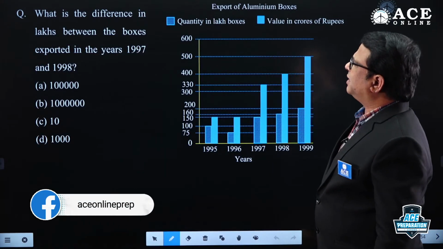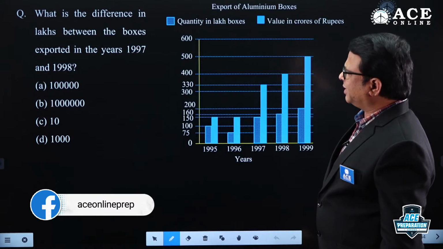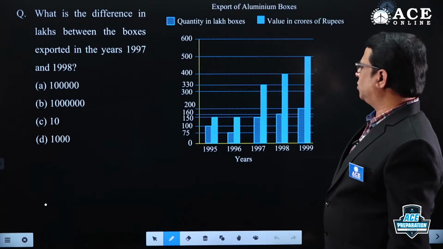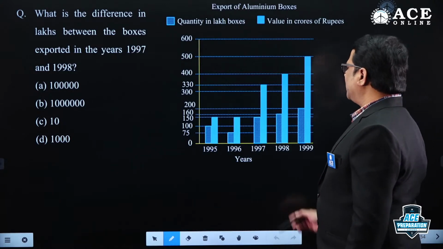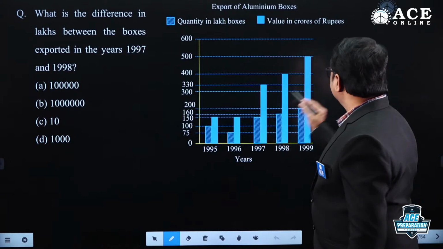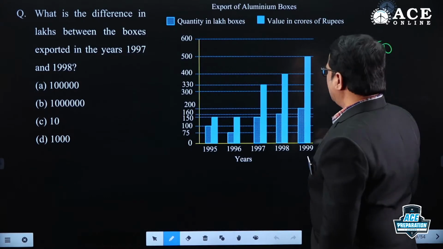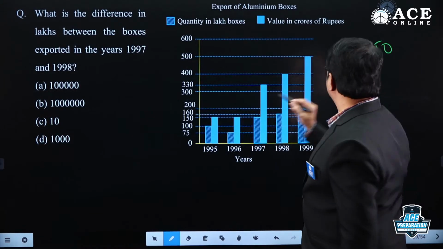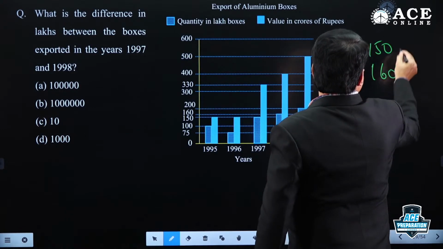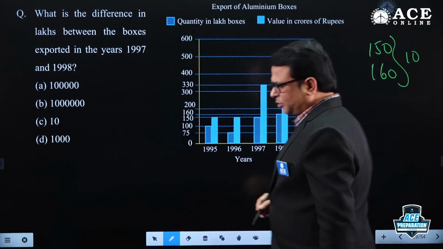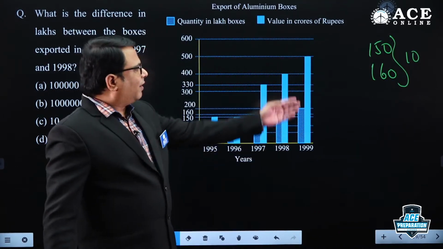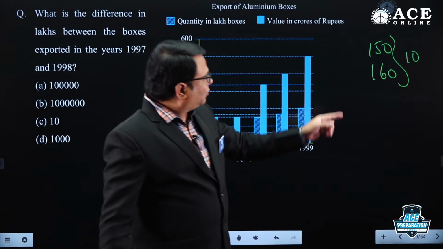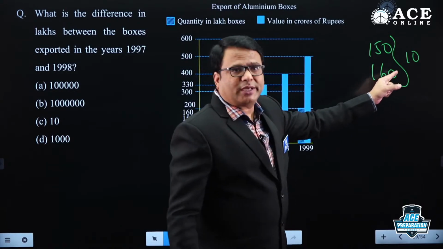What is the difference in lakhs between the boxes exported in the years 1997 and 1998? In 1997, how many boxes were exported? 150. And in 1998, it is 160. So what is the difference? Difference is 10. So in 1997, 150 lakh boxes were exported. In 1998, 160 lakh boxes were exported.